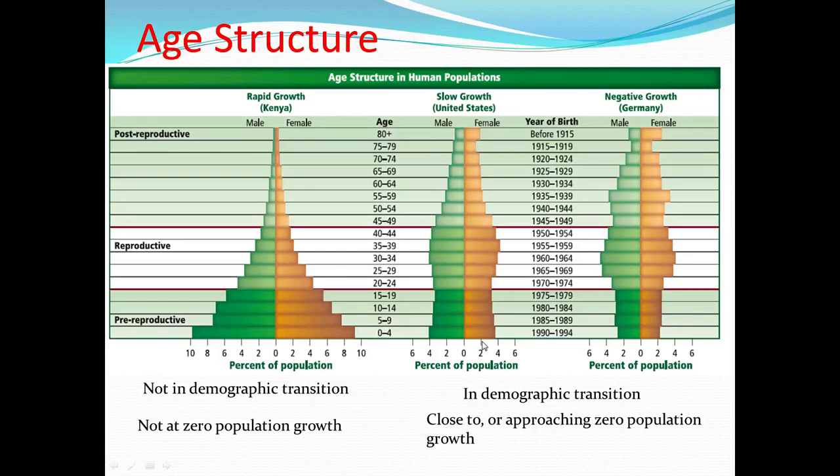So this one's in transition. You can tell because it has this almost even pattern as it goes up, compared to this pyramid-like pattern right here. Germany is also in transition, but they're in negative growth, and you can kind of see this because this part right here is bigger than this part right here. So these guys are definitely experiencing a negative population growth rate.